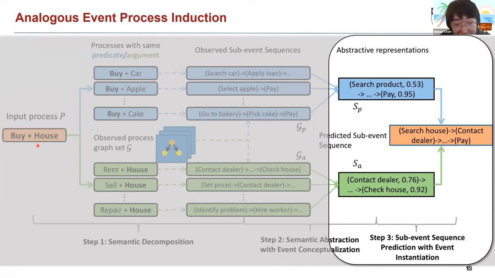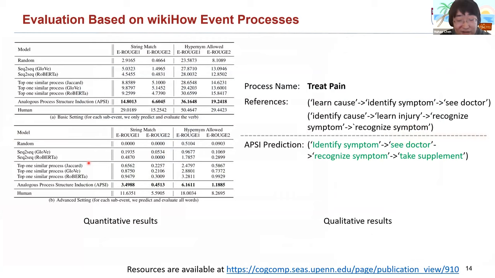Although I do not want to go too deep into the technical details, here are some key experimental results based on event processes we extracted from WikiHow. From that, we can see that the current system can largely outperform some strong sequence-to-sequence generation methods, and it still achieves about half of human performance. And on the right-hand side, we see a case study where, given a central goal of treating the pain, the system can generate the process of identifying symptoms, seeing a doctor, recognizing symptoms, and taking supplements, which is actually a very meaningful process to accomplish this central goal.